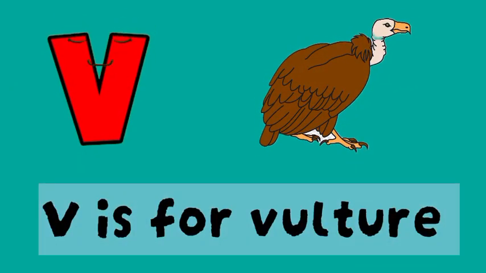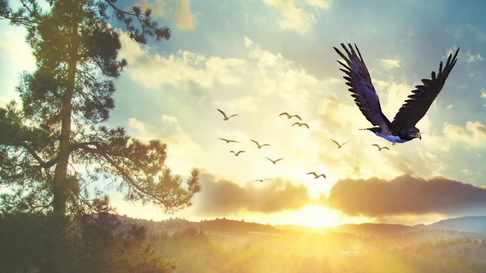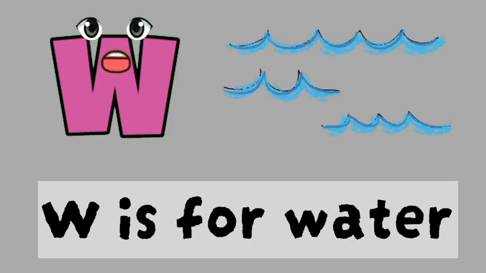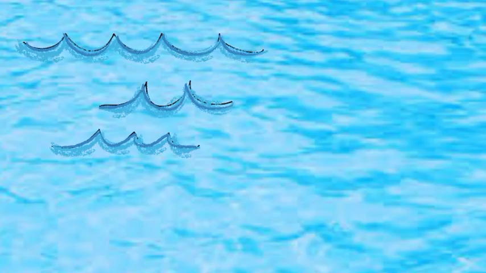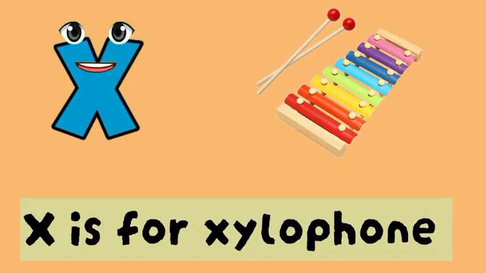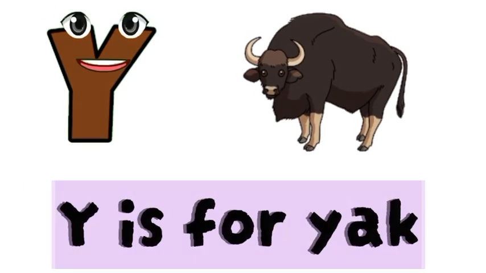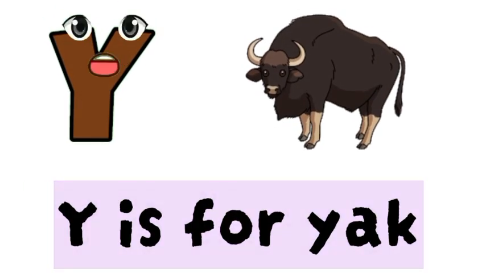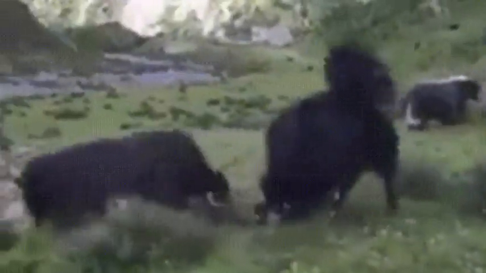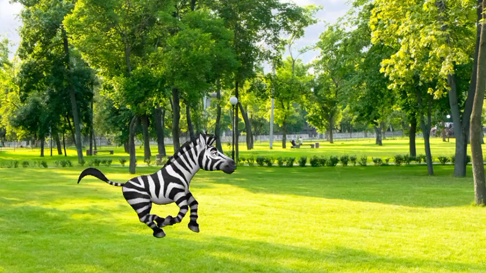V is for vulture. V, vulture. W is for water. V, water. X is for xylophone. Z, xylophone. Y is for yak. Y, yak. Z is for zebra. J, zebra.